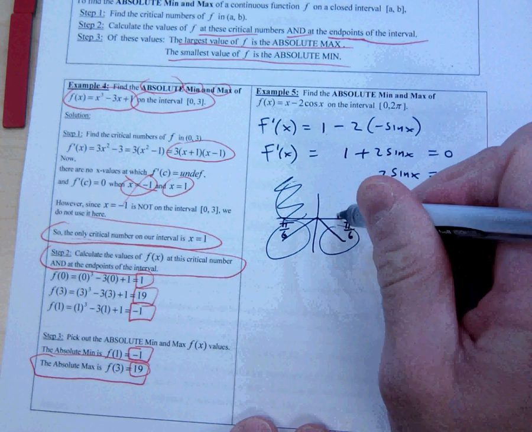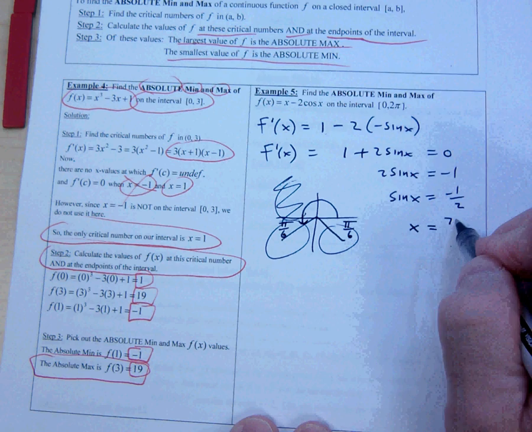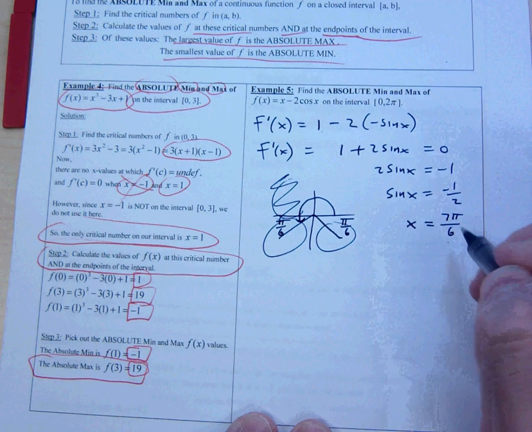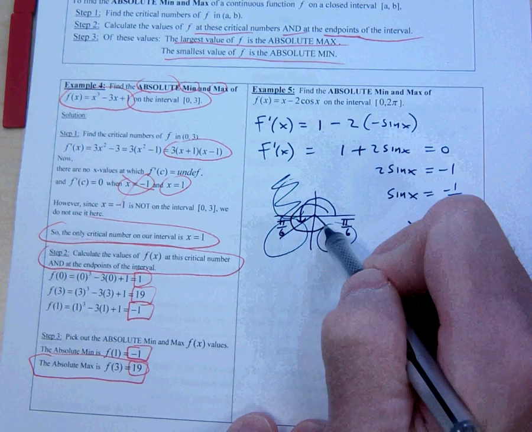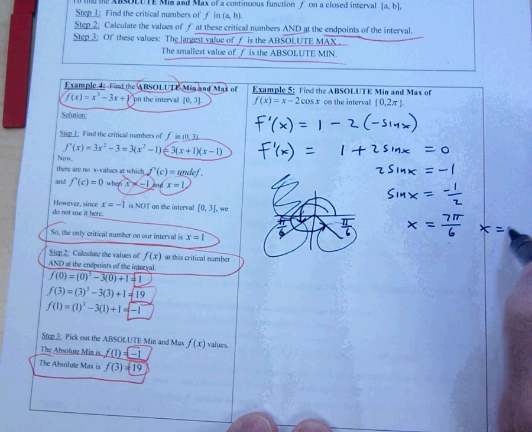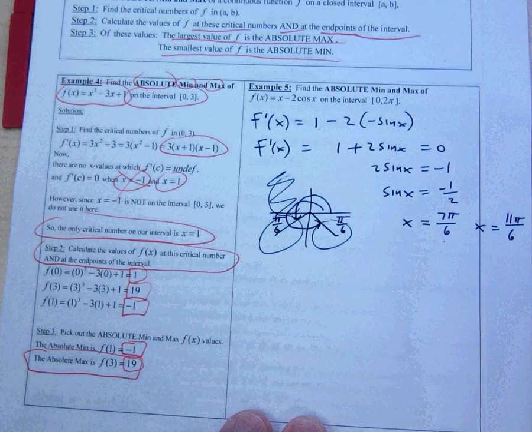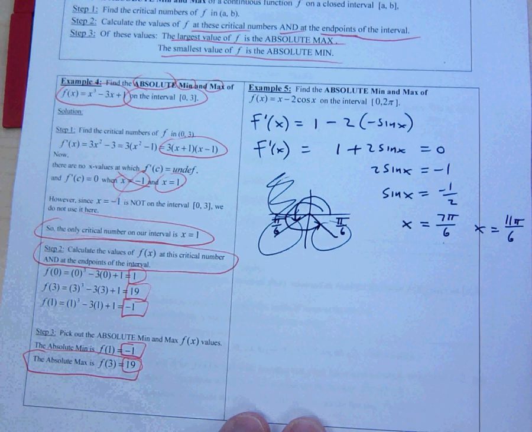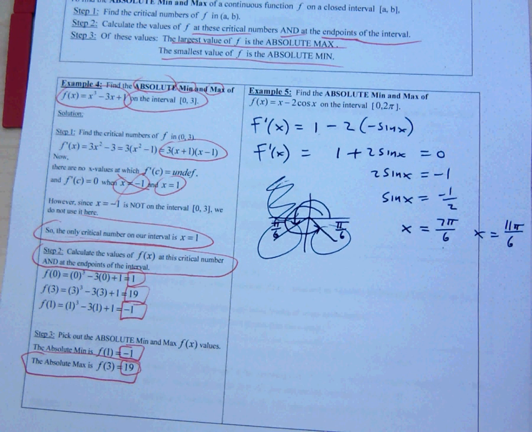Well, the full angle from here to here is what? 7 pi over 6, right? And then, what's the full angle here, guys? 11 pi over 6. But do you agree with those as being my critical numbers on the interval? Yes? Okay or no? Okay.